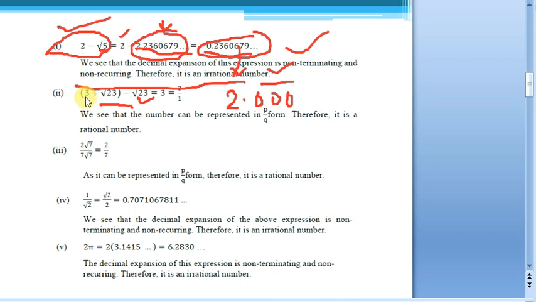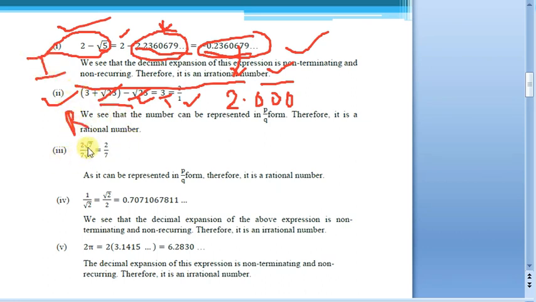Then the second part, 3 plus root 23 minus root 23. Now see here, 3 plus root 23 is an entity, from that you are subtracting root 23. So if you expand this, root 23 minus root 23 will get cancelled and you will be left with only 3 by 1, which is in the rational form p by q, where q is not equal to 0, and p and q are both integers. So it is going to be a rational one. So this is rational, whereas our first one is irrational.